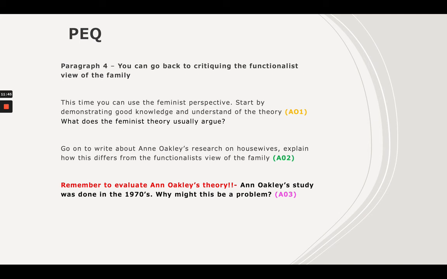Please remember to evaluate Ann Oakley's theory. Just like you did with all the other ones, you're going to explain why Ann Oakley's study might have been a problem. So Ann Oakley's study was done in the 1970s. How relevant is it now? So why might it be a problem that her study was done so long ago? Again, this is where you will pick up your AO3 marks.